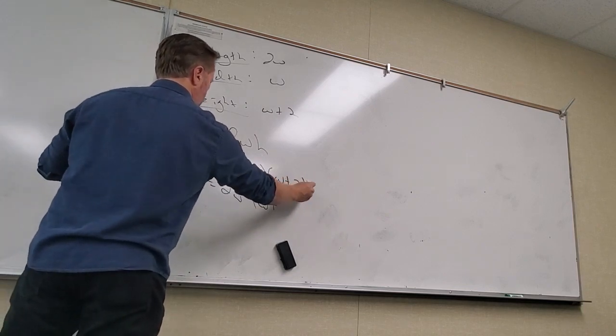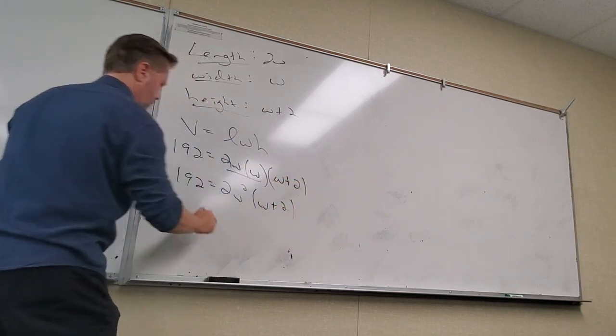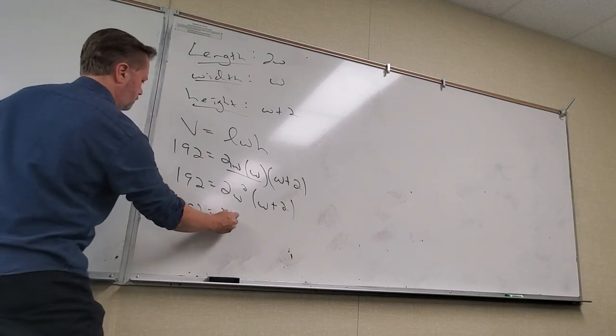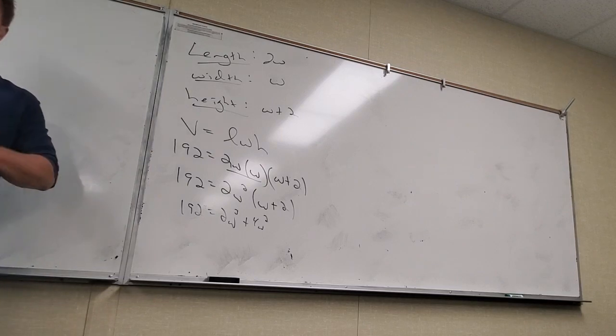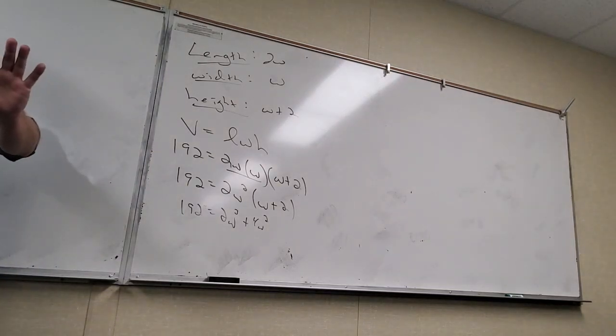What are you trying to be? 2? So you go 192 equals 2w cubed plus 4w squared. So everybody's cool with that?